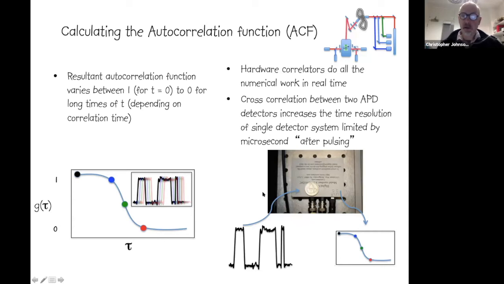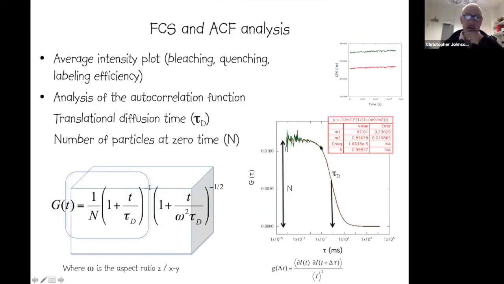Fortunately, we have small electronic boxes that are able to perform all of this numerical work in real time during the data collection. And as I mentioned earlier, if we use two APDs, we can ask the hardware here to perform cross correlation between the detectors, and this increases resolution by removing this phenomenon of afterpulsing in the data.